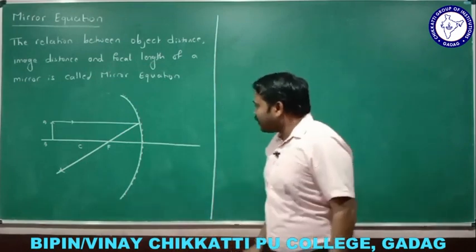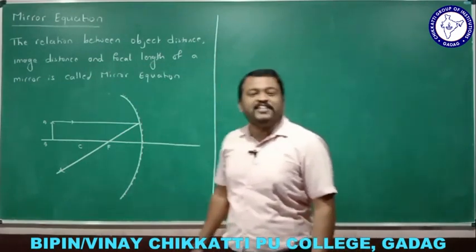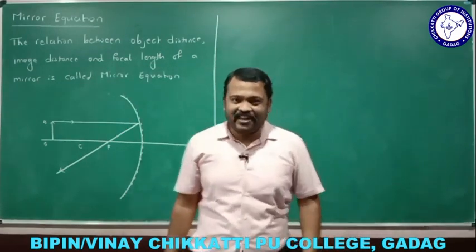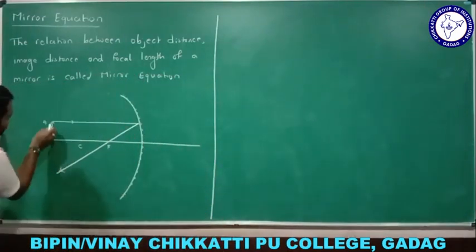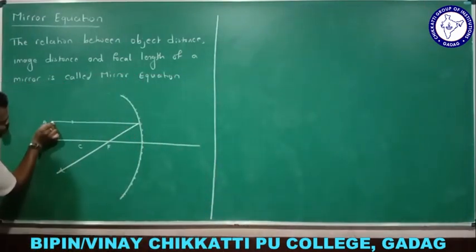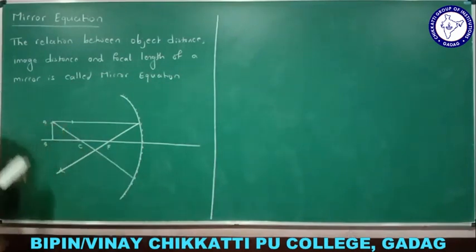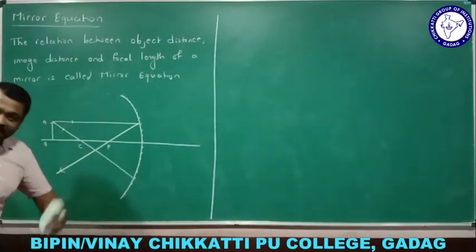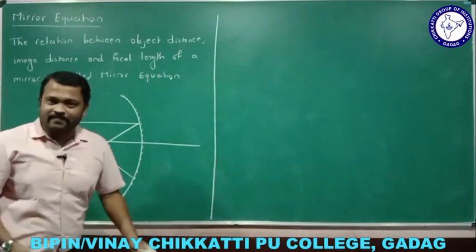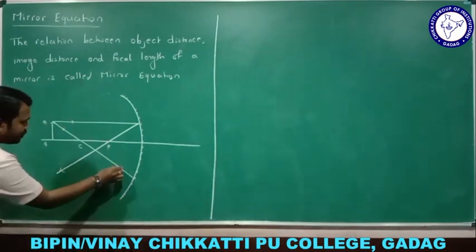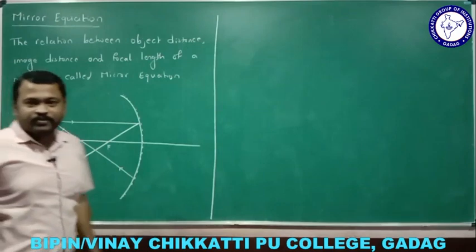Okay, let me take another one. If the incident ray passes through the center of curvature like this, what happens? The reflected ray retraces the same path, right? It retraces the same path. Let me take it like this.